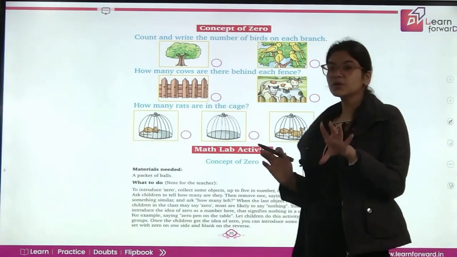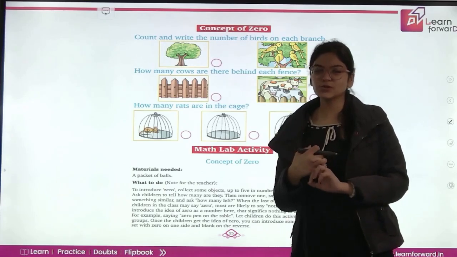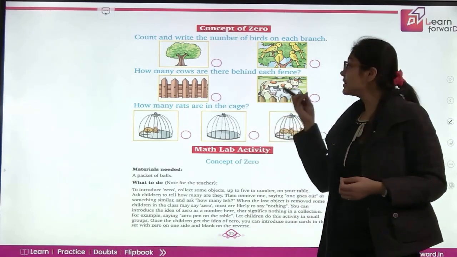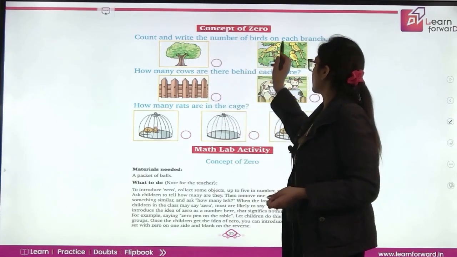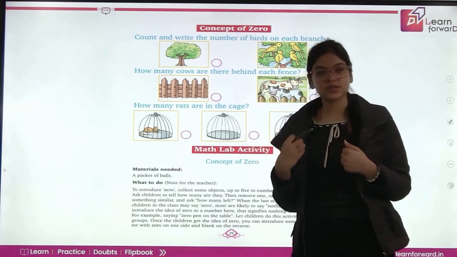So हमने काउंटिंग करी है 1 2 3 4 5 6 बट इट स्टार्ट फ्रॉम जीरो ओनली. जीरो से काउंटिंग हमारी स्टार्ट होती है. सो जीरो का क्या यहाँ पे मीनिंग है? लेट्स नाउ स्टडी काउंट एंड राइट द नंबर ऑफ द बर्ड्स ऑन ईच ब्रांच. अब हमें क्या करना है? बर्ड्स को काउंट करना है और बॉक्सेस में लिखना है.